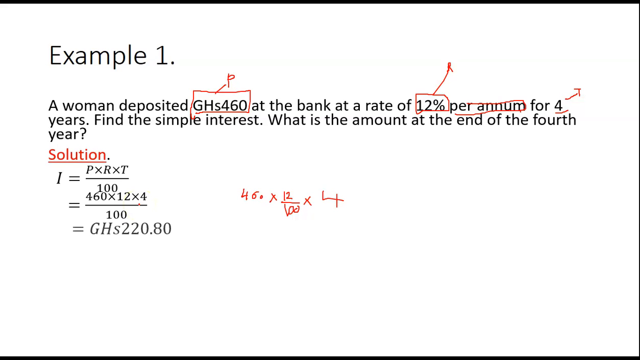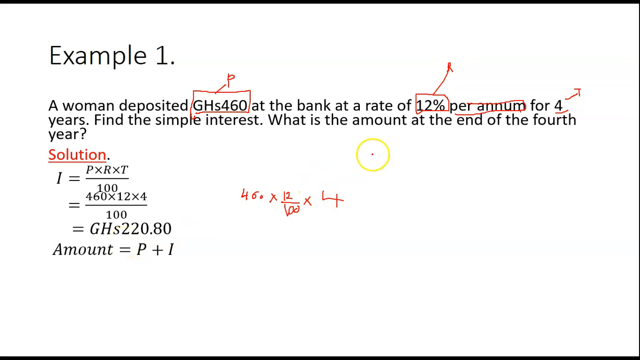Let's go. So we have what? 460 times 12 times 4 all divided by 100 gives you 220.80 Ghana cedis. What this means is 220 cedis, 80 pesewas. Okay, that's the meaning. So let's look at the next question.